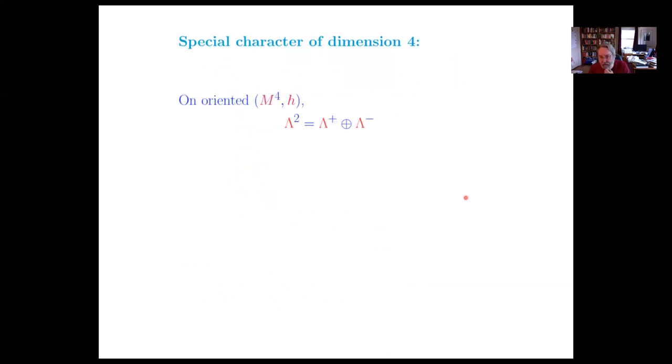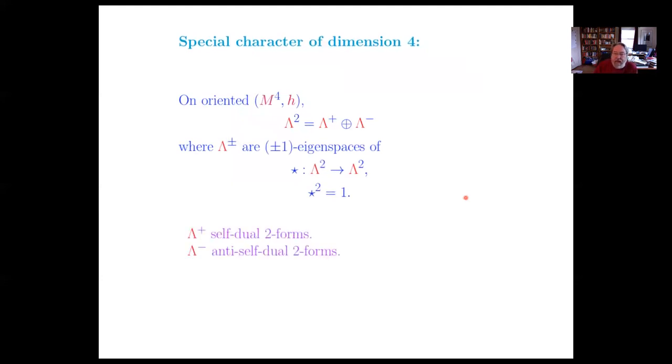All such results depend upon the special character of dimension 4. On an oriented 4-manifold with a Riemannian metric, you can split the 2-forms up as a sum of two rank 3 bundles, the so-called self-dual and anti-self-dual 2-forms, which are by definition the eigenspaces of the Hodge star operator, which has eigenvalues plus and minus 1.